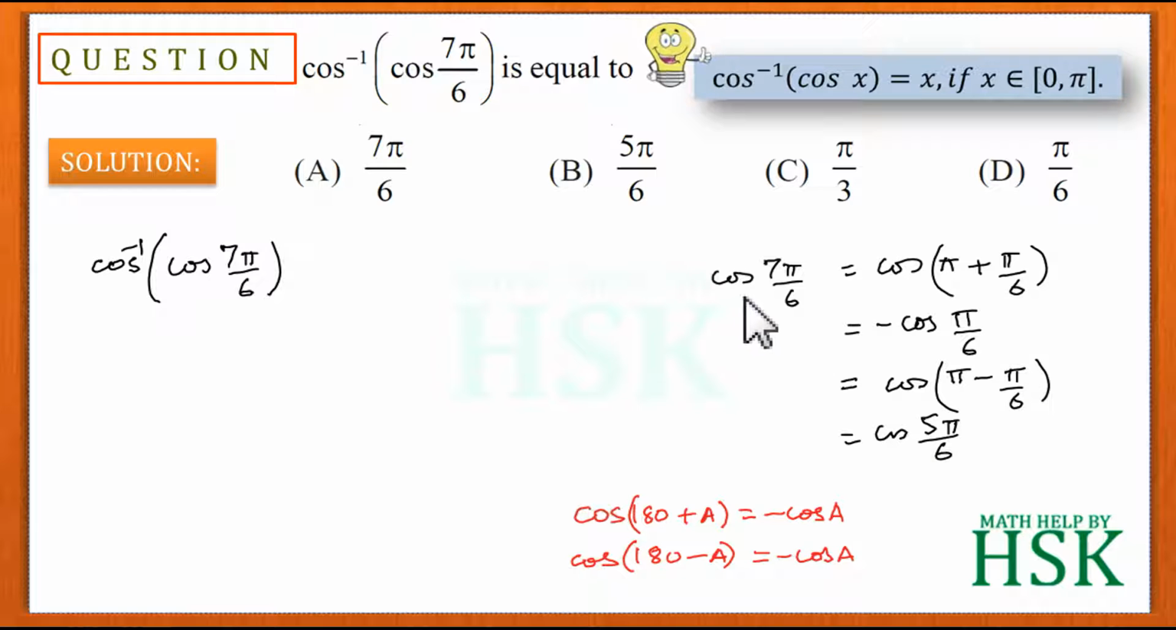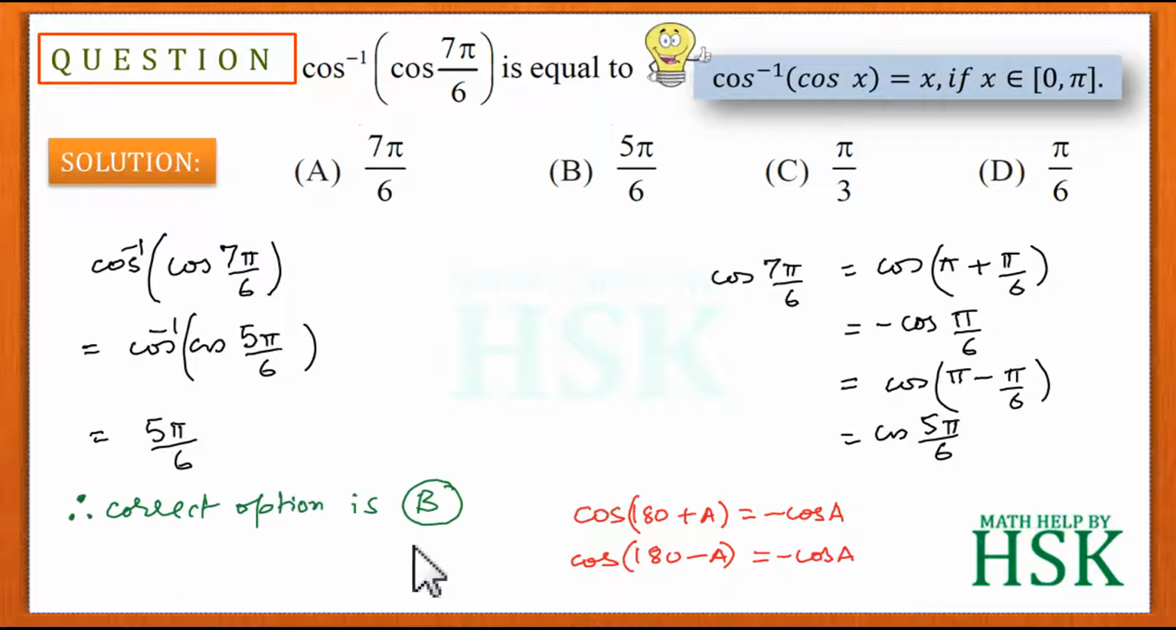So equivalent value of cos of 7 pi by 6 is equal to cos of 5 pi by 6. So I can replace cos of 7 pi by 6 with cos of 5 pi by 6 to obtain cos inverse of cos of 5 pi by 6. Now this can be written as equal to 5 pi by 6, which matches the option B. Therefore the correct option is B, which is my required answer.